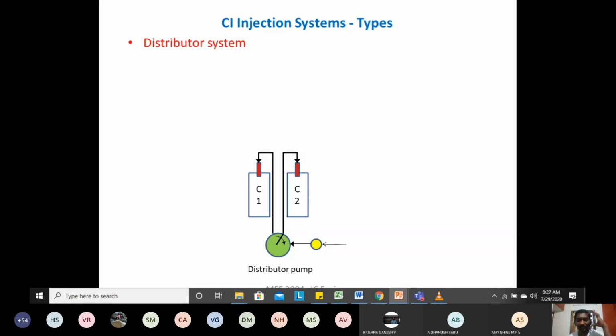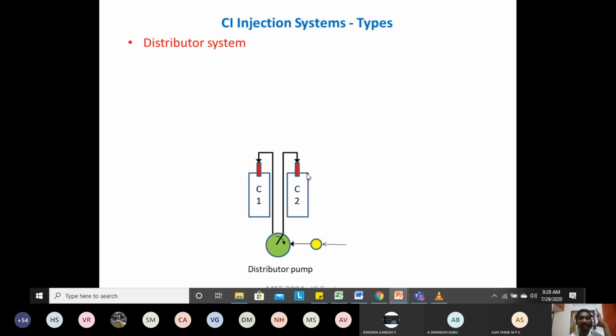Coming to the distributor system, the third type of fuel supply system in CI engines is the distributor system. So this is a distributor. The fuel from the fuel tank, with the help of the low pressure pump or fuel supply pump, passes through the fuel oil filter. From the fuel oil filter, it comes to the distributor pump. Here, the metering and the pumping, everything is done by this distributor. Depending upon the timing, it will supply fuel to cylinder 1 and then to cylinder 2. I will show you one better diagram for this, and I will also show you a video.